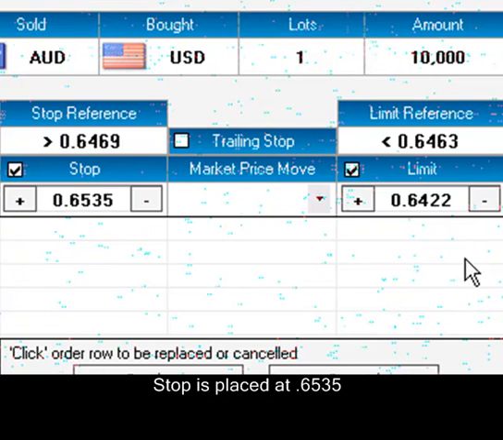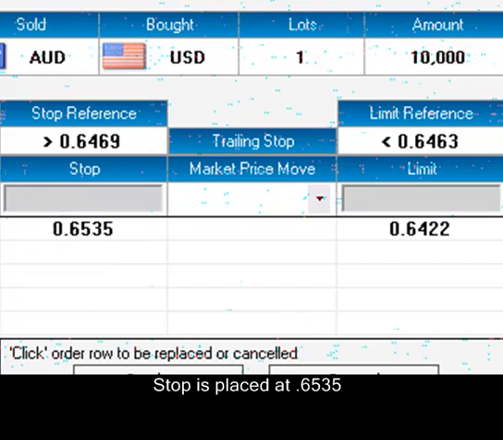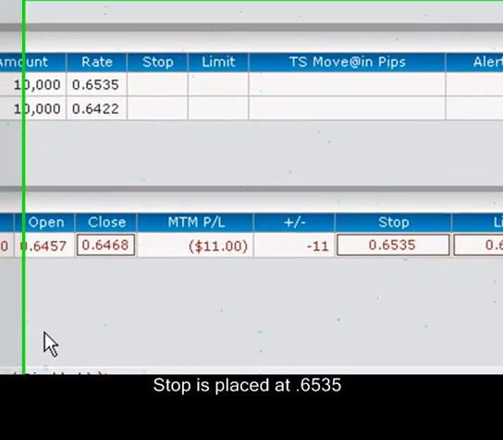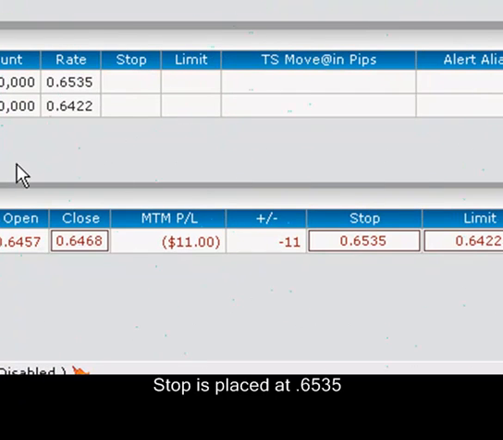Okay, let's save that. Okay, now exit that, and now here's our trade here. Alright, we're in the market now. We've got our stop in, 65.35, we've got our limit, 64.22. That's where we want to take trades at.